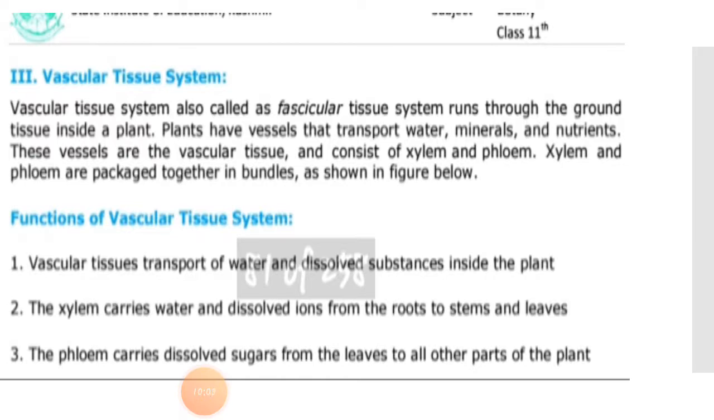So the vascular tissue system has two main parts. There is xylem, which carries water and dissolved ions from the root to the leaves, and there is phloem, which takes the dissolved sugars or food from the leaves to all parts of the plant. So this is the vascular tissue system. It is sufficient for today. Thank you.